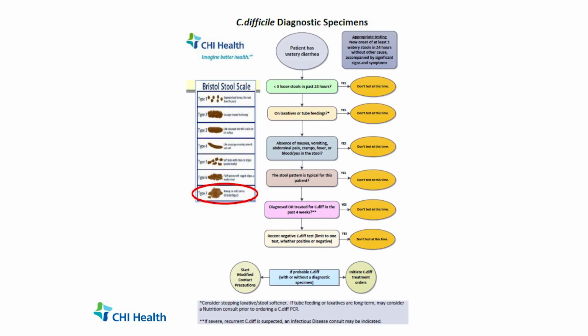So anyway, here's our entire C. diff decision tree in its entirety. So that's what it looks like. And we'll look here at a breakdown a little bit.